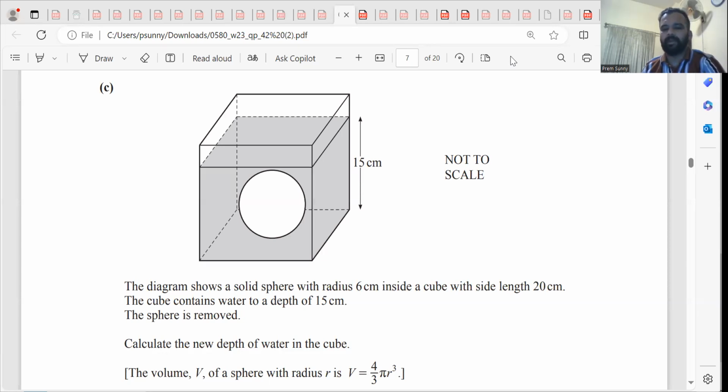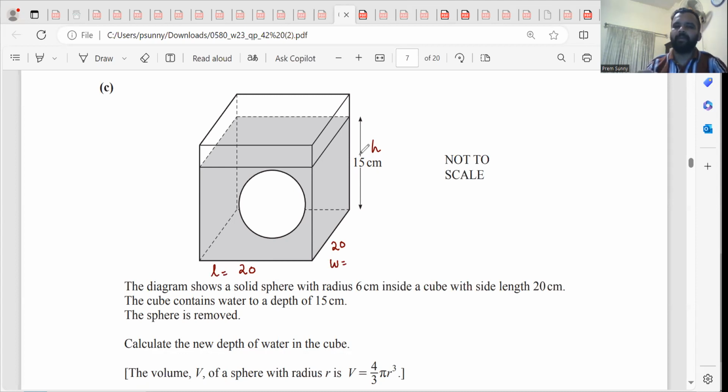The volume of a sphere is already given there, 4 by 3 pi r cube. It's the formula. Now, what's happening here? We have a sphere kept inside the tank, and the tank is in the form of a cube. Cube means the length, width, and height are all the same. So it's a cube of 20 centimeter. That means the length of the cube here will be 20. The width also will be 20, but the height, it is not completely filled. That is why the height is 15. So length is 20, width is 20, and the height is 15.